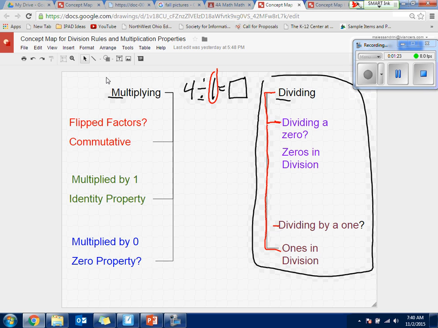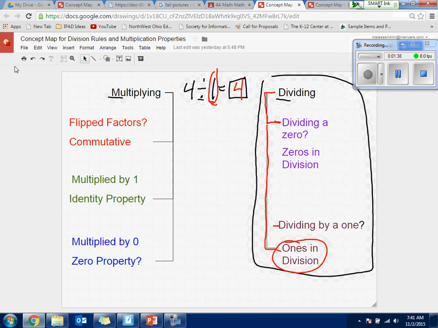So that means this is the ones in division. That's the ones in division property. And we know with the ones in division property, if you divide anything by 1, the answer is going to be whatever the dividend was. So there's that. So let's try another one.